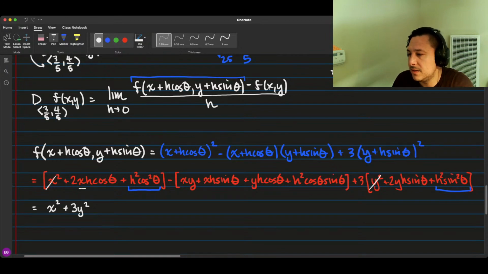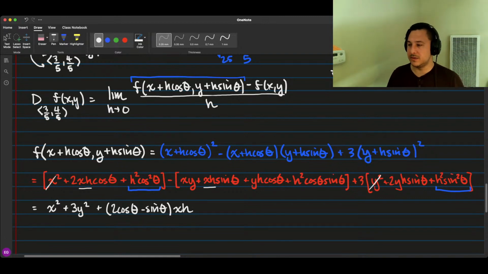Then we've got 2xh cosine theta. Are there any other xh terms anywhere? I guess you've got these. That's an xh term. Actually, those would go together, right? You could say plus 2 cosine theta minus sine theta and then xh. Does everyone agree I could do that for those two terms? They both share an xh in common. There's nothing else with an xh.